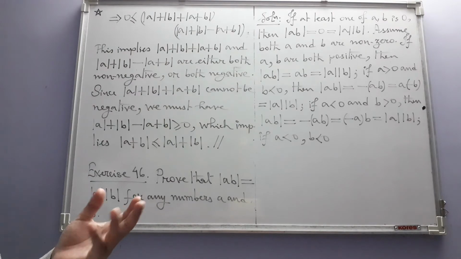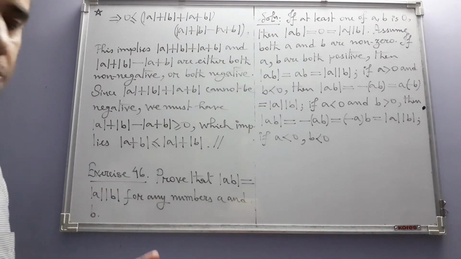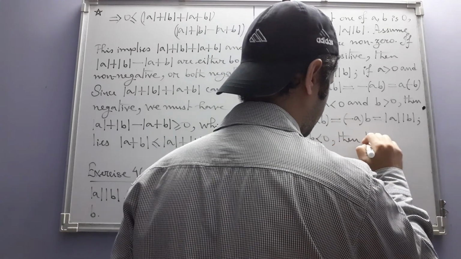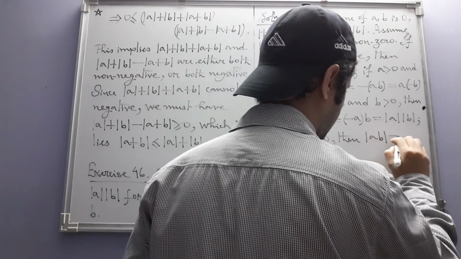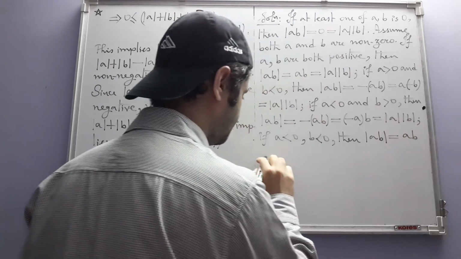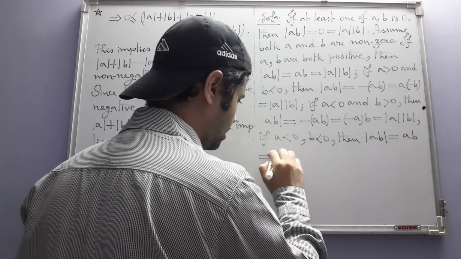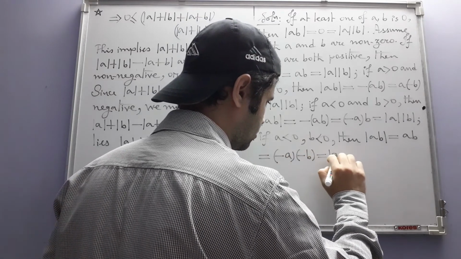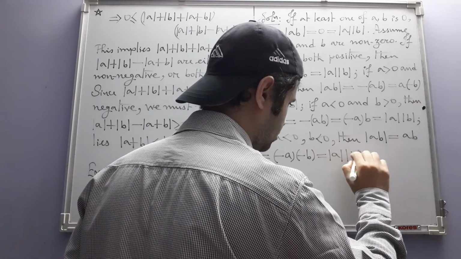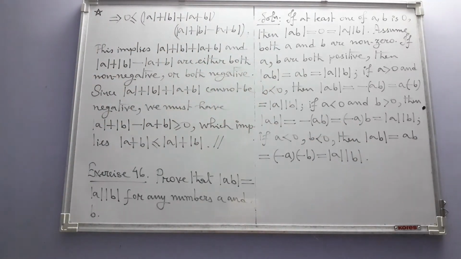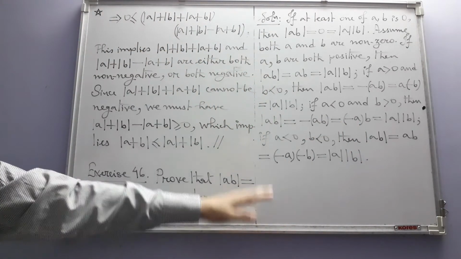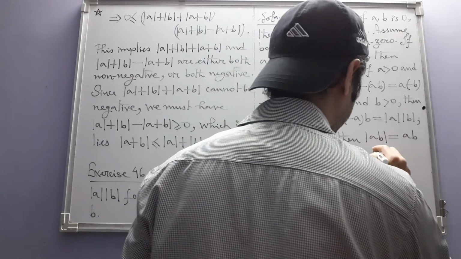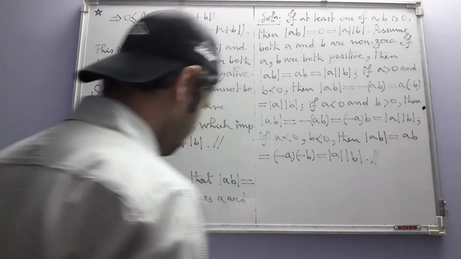Lastly, if A and B are both negative, then AB is positive, and so its absolute value is AB. But this is minus A times minus B also. So this is equal to absolute value of A times absolute value of B. So in all the possible cases, the identity is true, and hence it is true in general for any A and B.